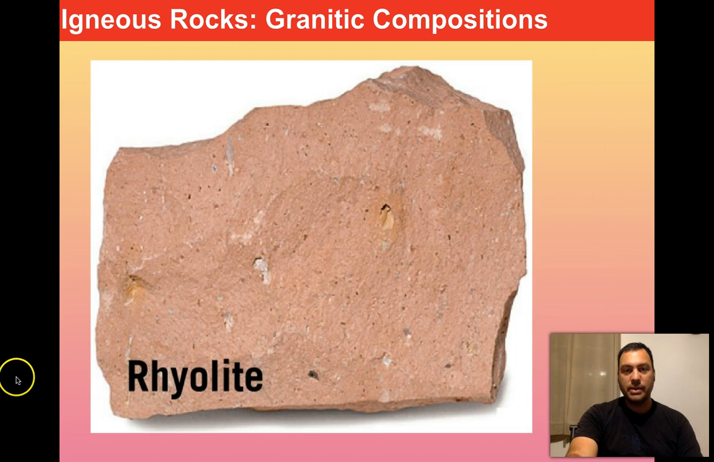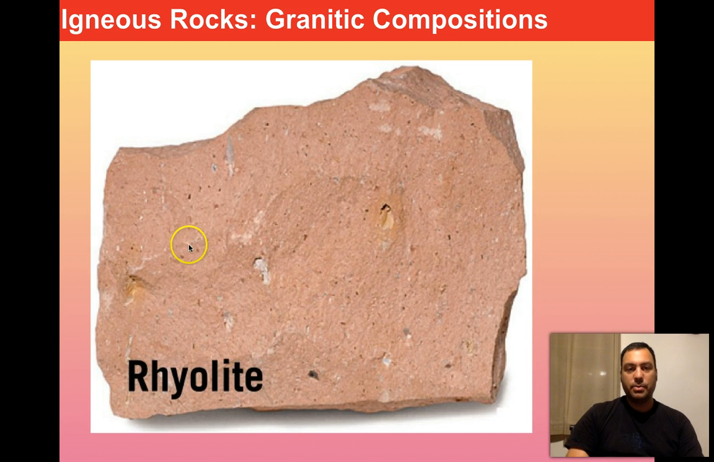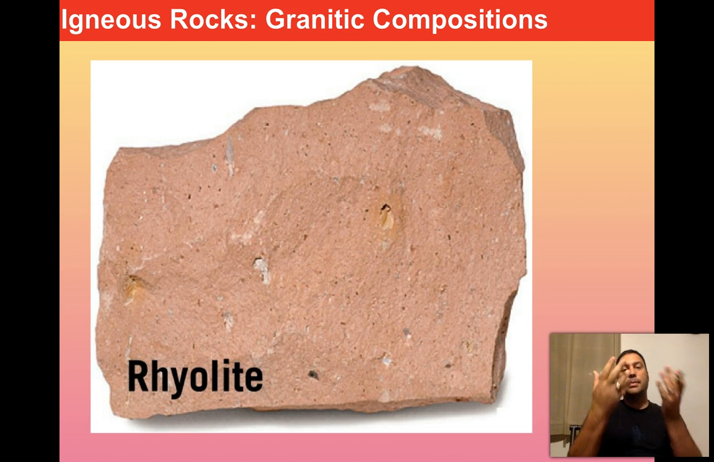This rock and this rock have exactly the same chemistry. They even have the same minerals in them. Look how pink it is, right? All that pink is none other than the same pink that's in here. But it's so small that it dominates the color of the rhyolite. So the rhyolite, it turns out, is the extrusive version of granite. It's the part that comes up to the surface.